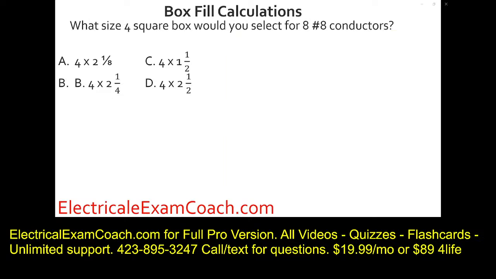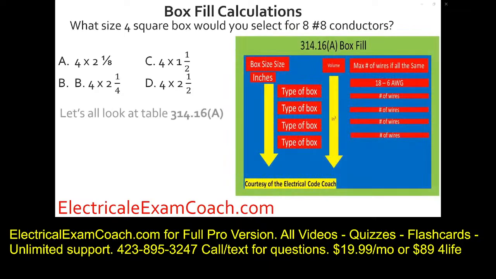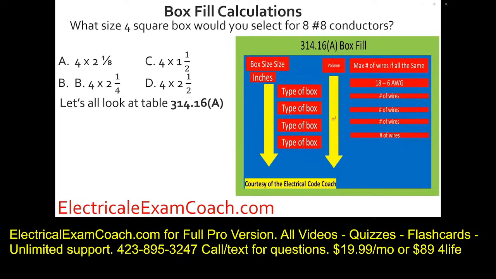What size 4 square box would you select for 8 number 8 conductors? We head to 314.16a. We're going to start here on the right hand side and we're going to find our size wire. Then we come down and make sure that we're in the right type of box. We cross over and we're going to find that it's A.